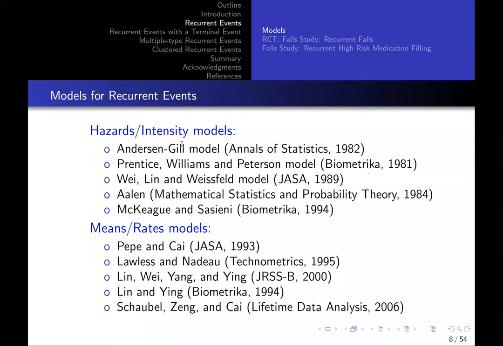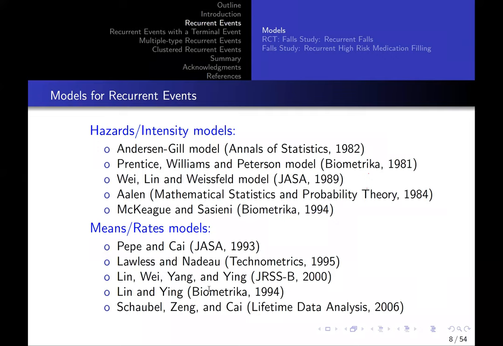structure. Given that scenario, marginal mean and rates models are a better choice because they are more marginal, and these others are conditional models. Okay, so that's why I wanted to talk today more on the mean and rates models.